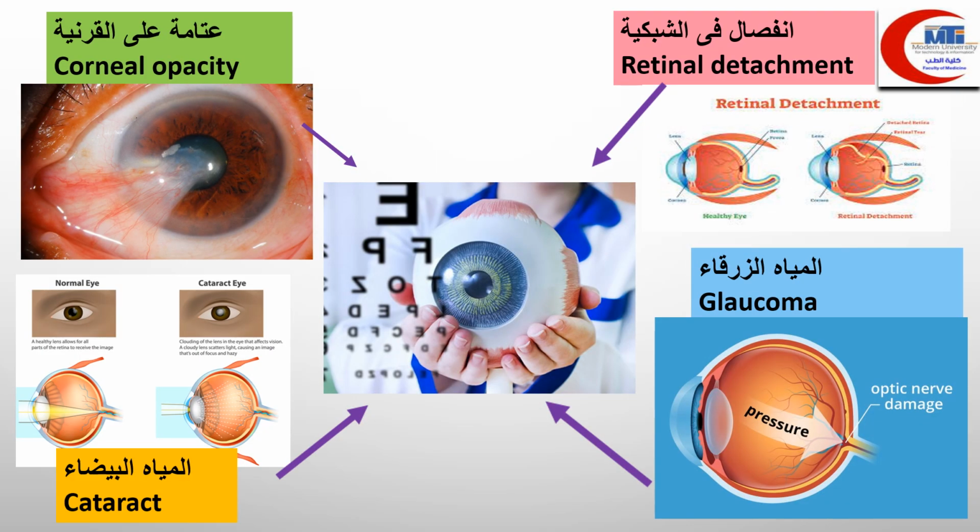We can face many medical conditions in the eye, like corneal opacity, retinal detachment, cataract, and glaucoma, which increases the intraocular pressure, resulting in pressure on the optic cup and damage to the optic disc and damage of the optic nerve.